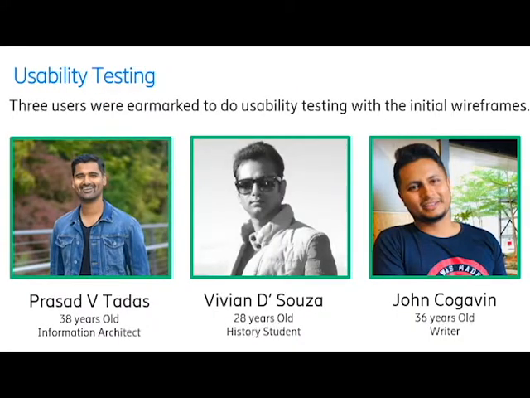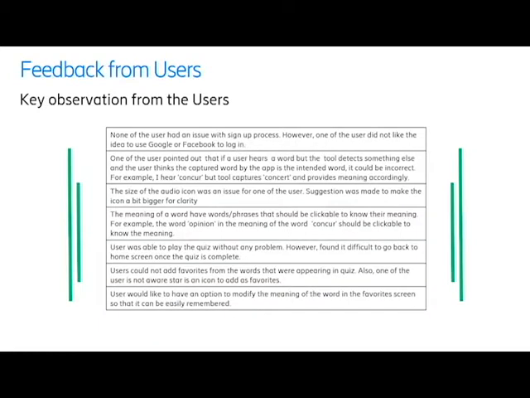The next step was usability testing, and for this, I had earmarked three users to do usability testing on the initial wireframes. They are Prasad Vitadas, a 30-year-old information architect, Vivian D'Souza, a 20-year-old history student, and John Kogavin, a 36-year-old writer. From the usability testing, there were some key observations.